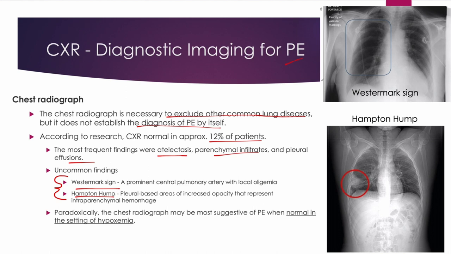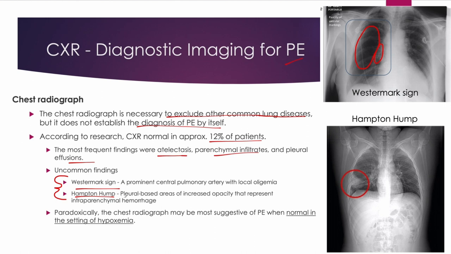So Westermark sign, what we see over here is this prominent central pulmonary artery with local oligemia. Can't pronounce that, but essentially you see this is prominent in here, and then right here you see that there's decreased lung markings, so it's blocked. Those vessels that usually come out, you can see them over here, are blocked, so you get this kind of dead space here, no blood running through that area. That's Westermark sign. It is not common, okay? We don't see it very often, and if you see it, you're lucky that you get to see it. You're probably still getting the CT, okay?